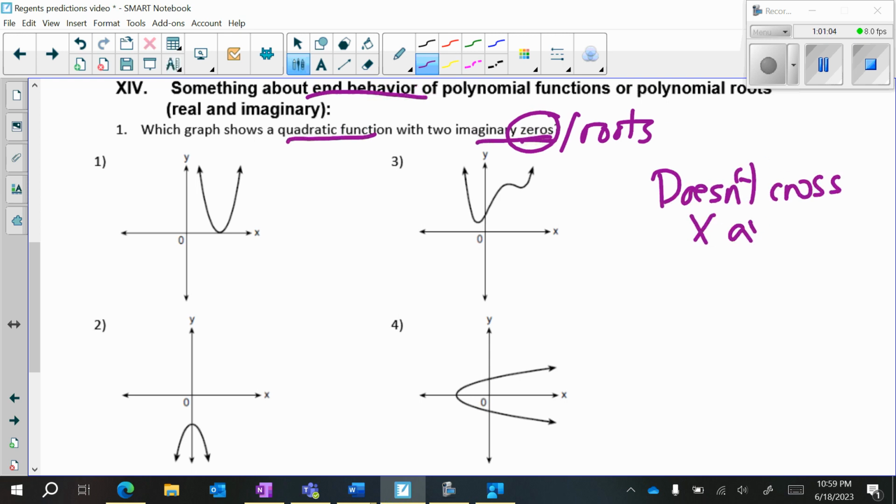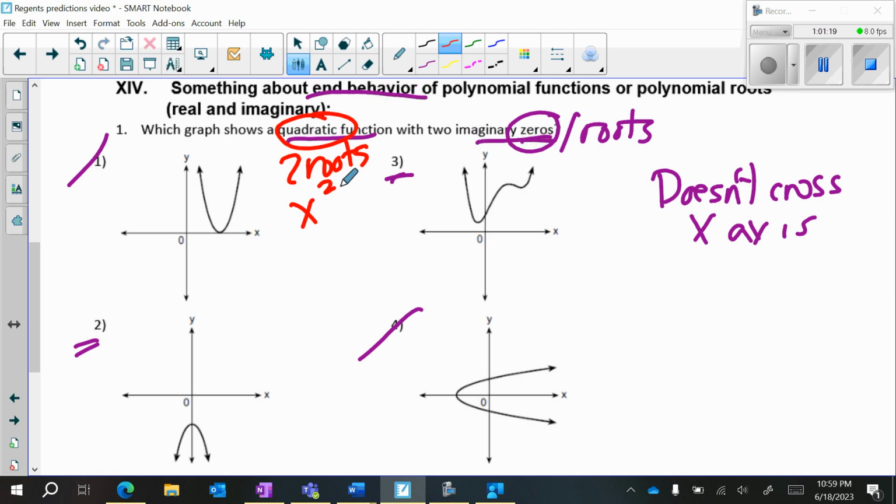If you know that, you're down to choice 3 or 2 because they both are floating either above or below the axis. But quadratic, what does it mean? It means there are 2 roots because quadratic is x squared. So that means you're looking for a parabola. Which one is a parabola? Choice 2 or choice 3? I'm hoping you're saying choice 2. So that's why this other one is out.